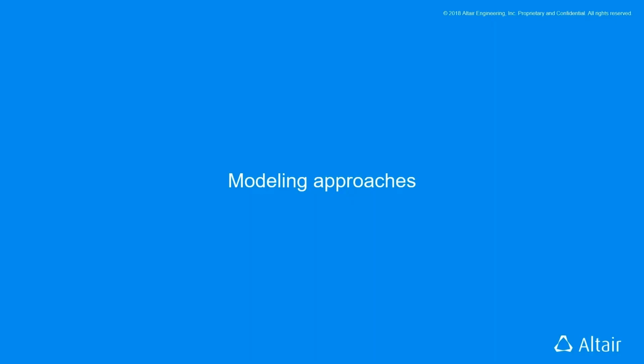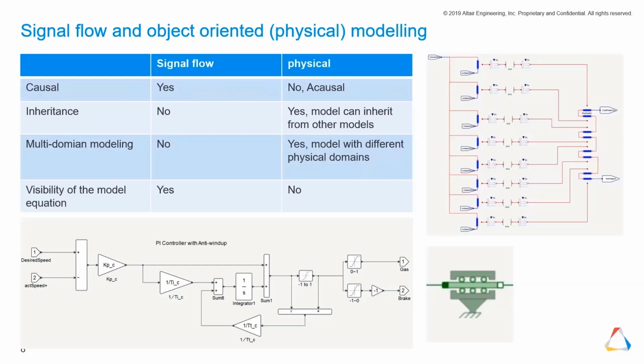So now we will talk about two different approaches to how to create systems. This is not going to be a very detailed lecture about it, but it's pretty important today. What you can see here is a table. On the left side, we have the signal flow in the table. On the right side, the physical modeling, also called object-oriented modeling or component modeling. The main difference is that signal flow-based modeling is causal and physical modeling is acausal. I will go more into detail on the next slide.